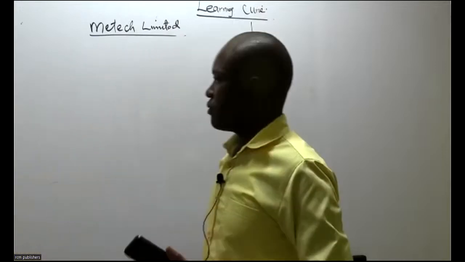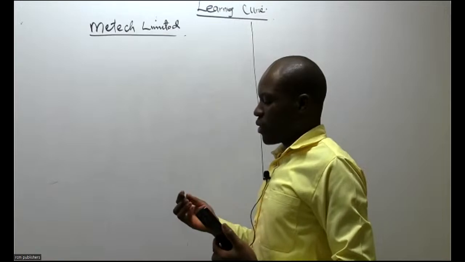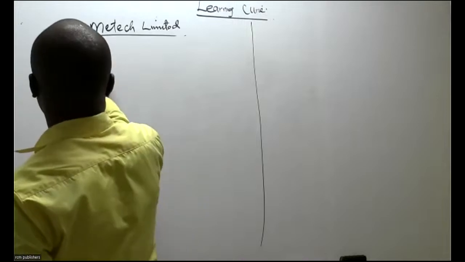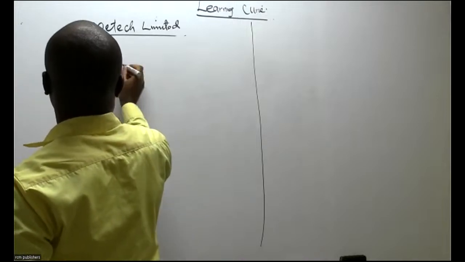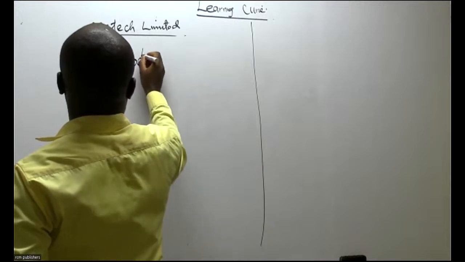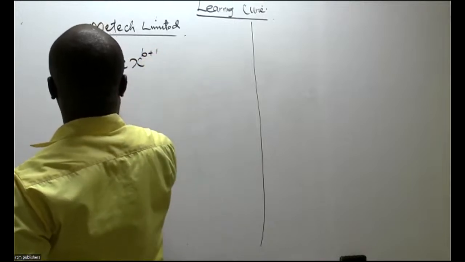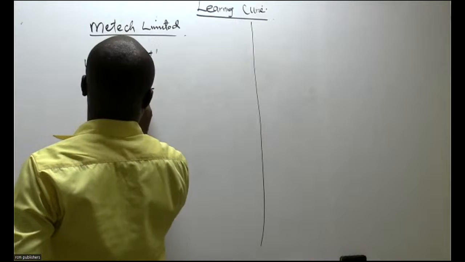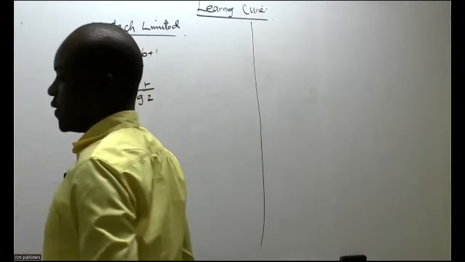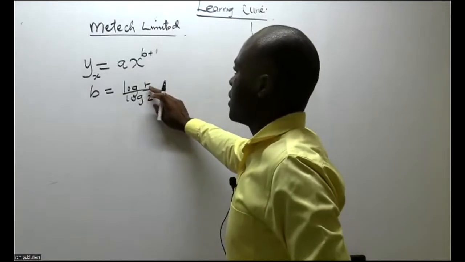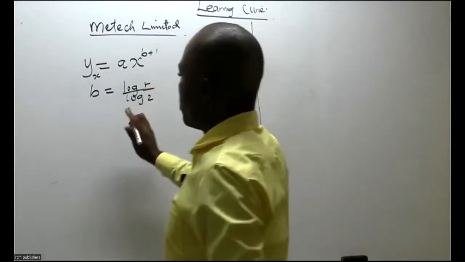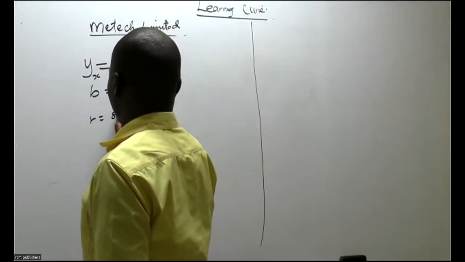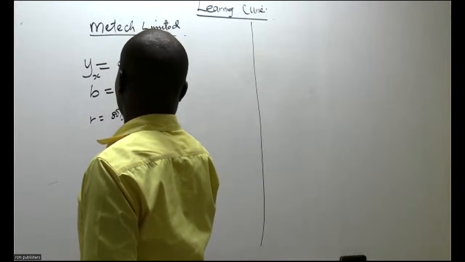If you look at that question, first of all, we are being tested on a very interesting concept there. Remember, our formula was y x is equal to a x raised to b plus 1. This b is equivalent to log r over log 2, and r is the learning effect. So have we been given the value of r in the question? We have been given r to be 80%, which is the same as 0.8.